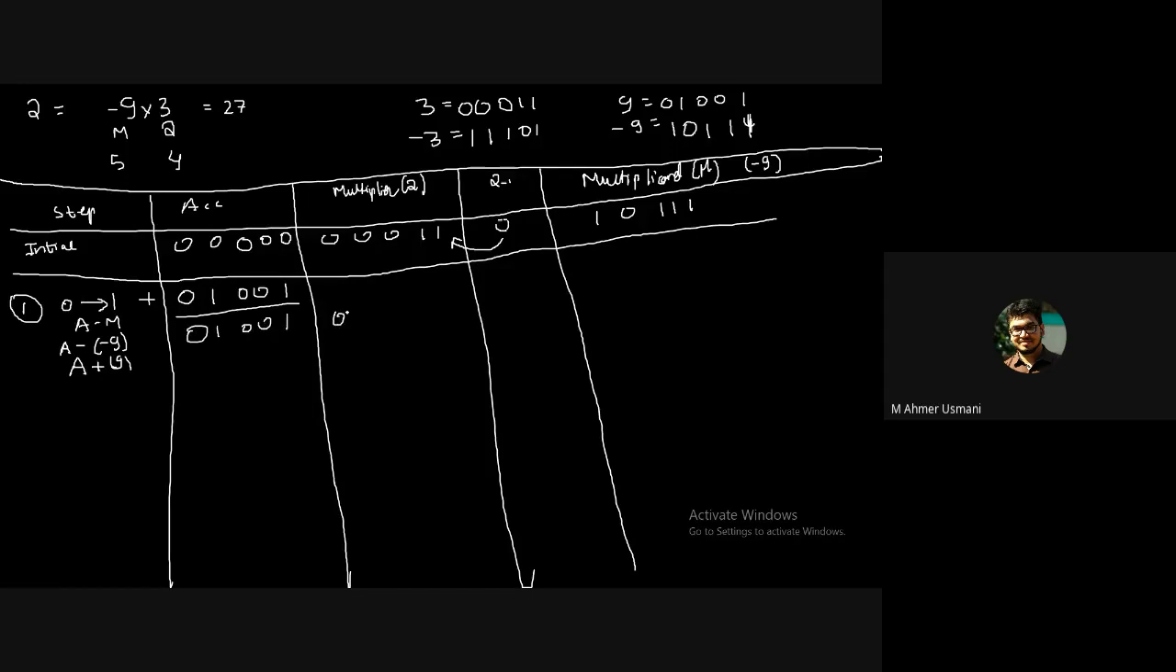You copy the next multiplier bit as it is, so it's 0, 0, 1, 1. Okay. After every step, perform right shift. So perform the right shift. You get 0, 1, 0, 0. This one will come over here. Then 0, 0, 1, 1. So this one will go over here. Okay. Step 1 is finished.